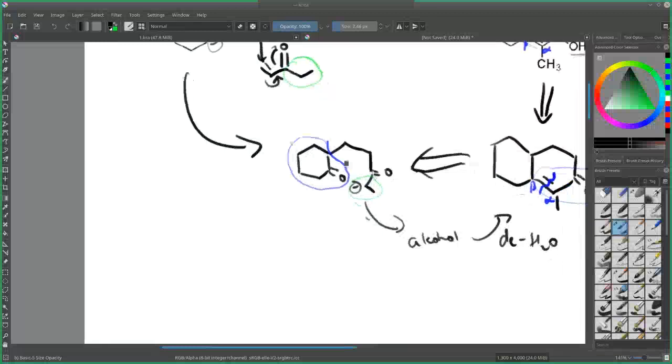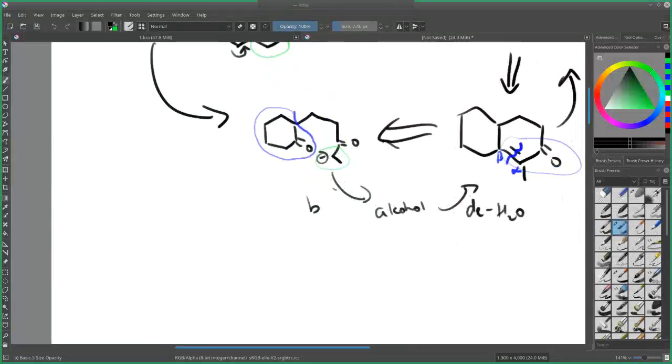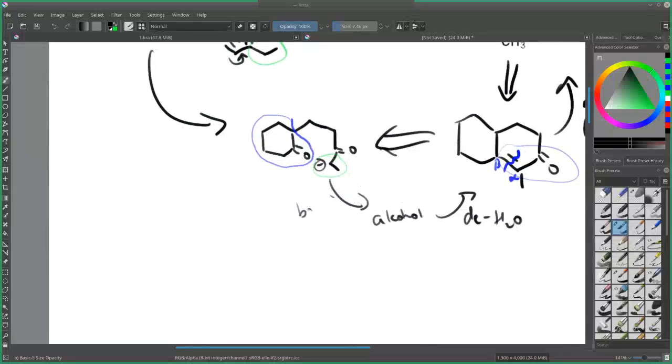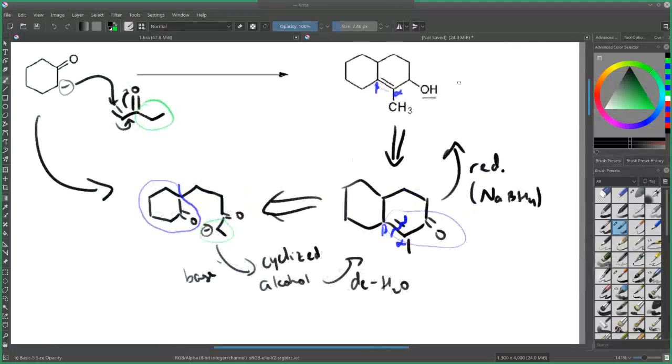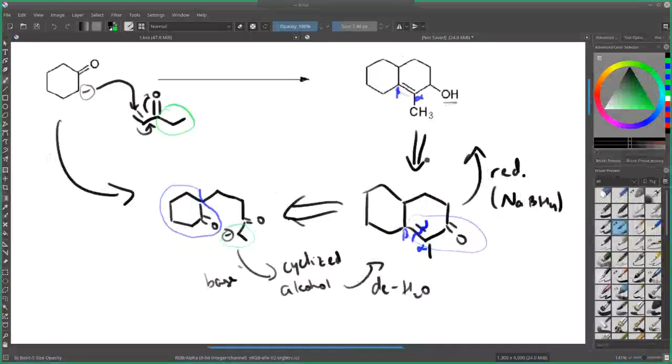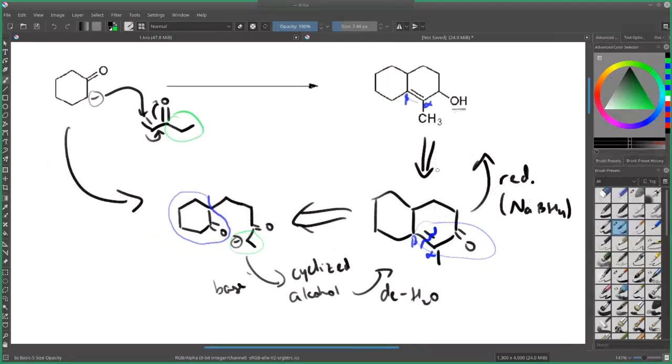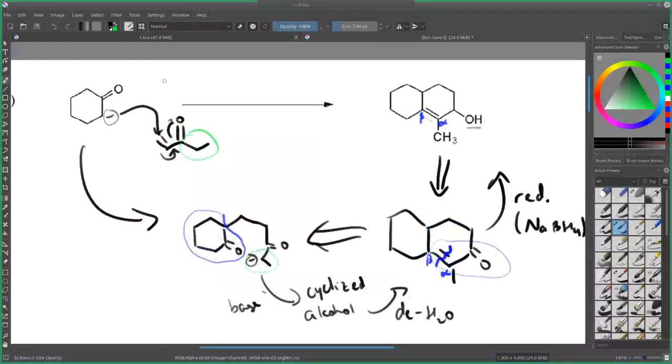And there we go. From there, you just add base, and it makes the alcohol. So it's cyclized. And you take the alcohol off, and there you go. And then you could reduce from there. Okay. Any questions about this one? This is yet another Robinson annulation. Would we be able to switch sides for the donor and acceptor?